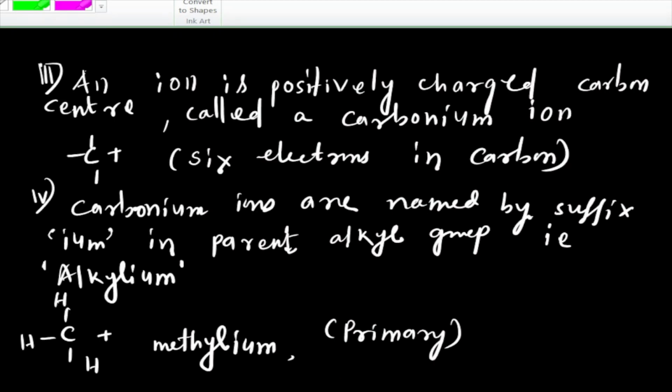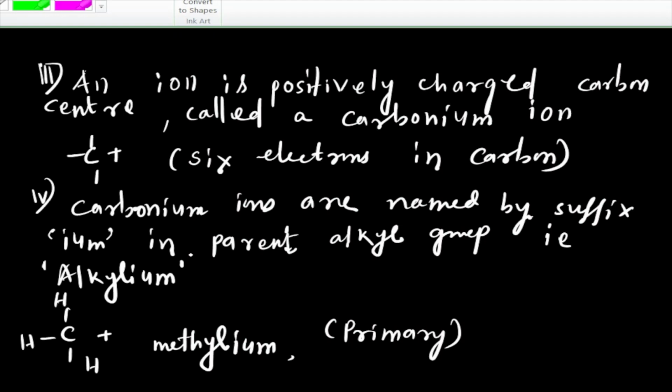Then you will see, if an ion is present on carbon, that is called carbonium ion. And how can we present it? Having a positive charge, because you can see 4 valencies should be satisfied by carbon. That would mean it has 8 electrons and 4 covalent bonds. Here on one side there is no covalent bond, there is a positive charge. That is why it is called carbonium ion.